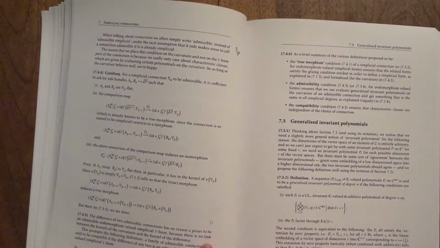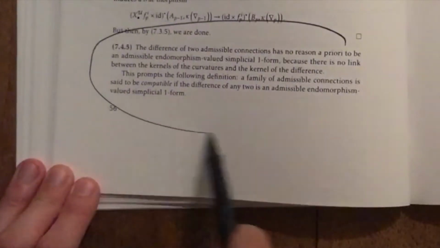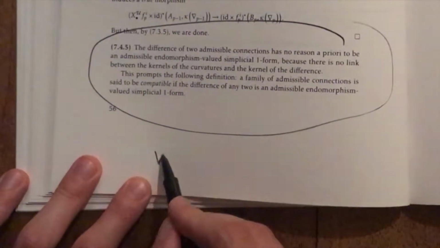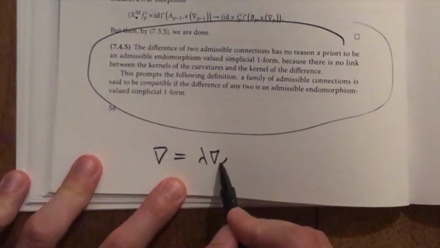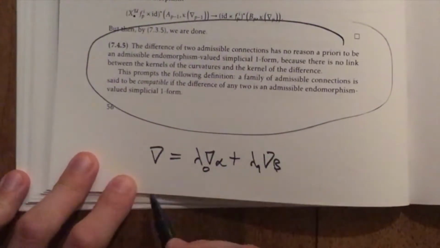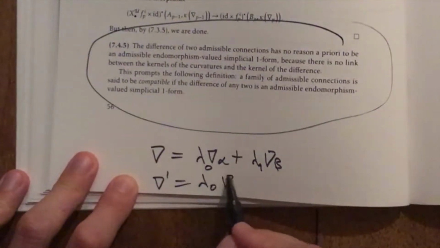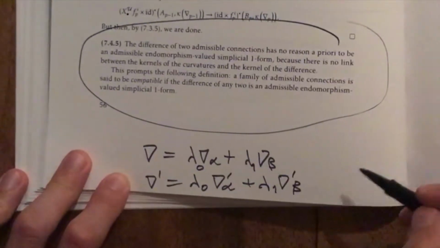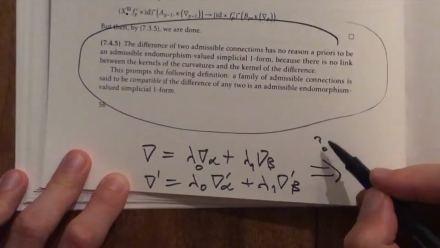Finally, we might worry about our initial data. That is, if we started off with some different choices of local sections and local connections, then would we still end up with the same characteristic classes? The answer is a priori no, so we need to ask for another condition. We say that a set of admissible simplicial connections is a compatible family if the difference between any two of them is itself an admissible endomorphism-valued simplicial one form.